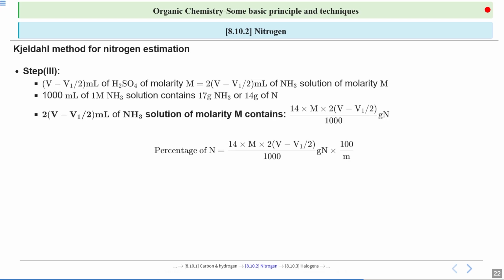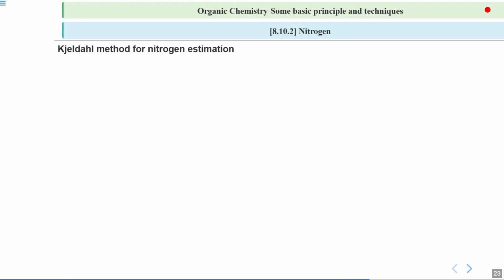Now to calculate the percentage of N, we multiply the amount of nitrogen found by 100 and divide by the mass of the sample m. So this gives us the percentage of nitrogen, which is the main goal of the Kjeldahl method. Finally, the formula is simplified to 1.4 times M multiplied by 2 times (V minus V1 divided by 2) divided by m. So this makes it easier to plug in our values and quickly find the nitrogen content.